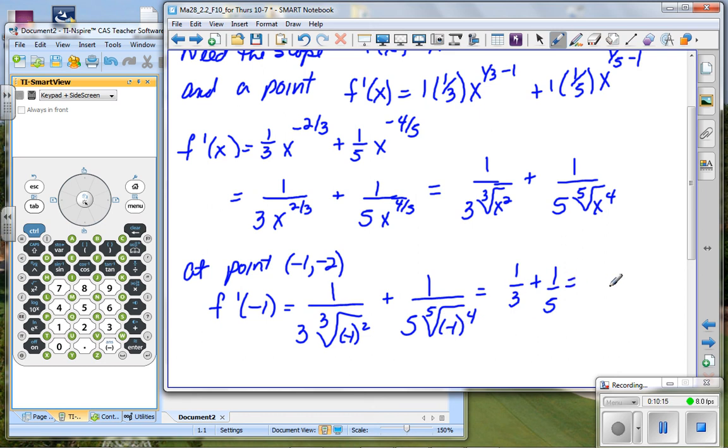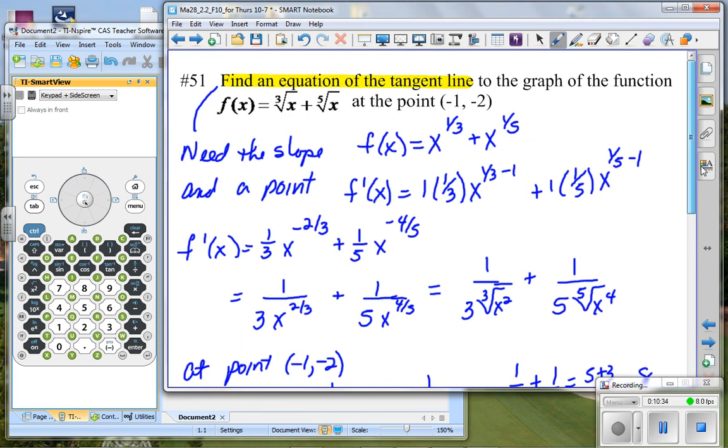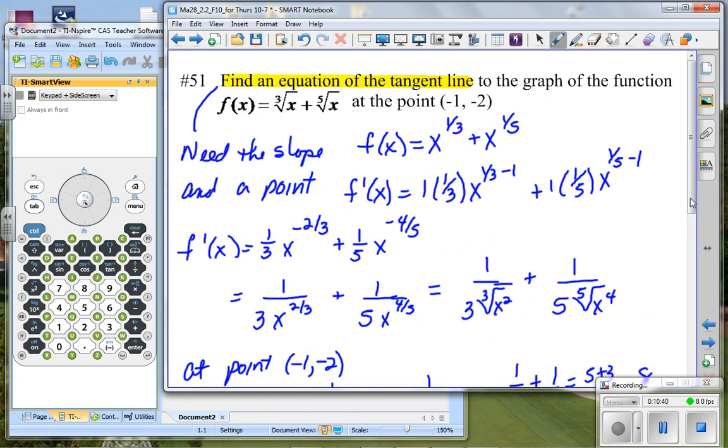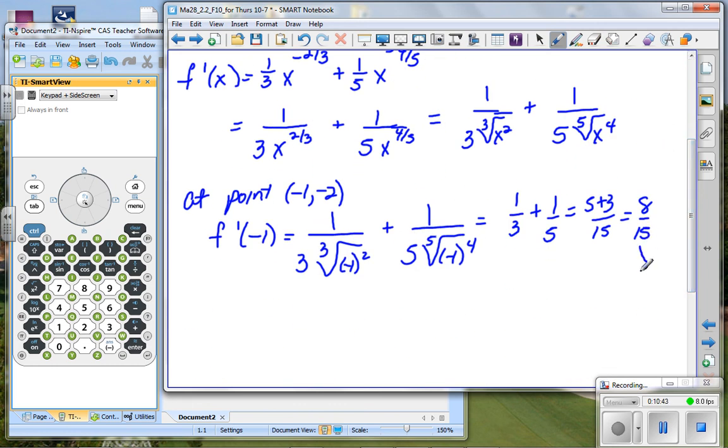And we can write this as a common fraction with 15, well, let's do it correctly though. This would be 5 plus 3 over 15, or 8/15. Now remember, we're trying to find the equation of a line. We need the slope and a point. We have the point right there. We now have the slope. This is the slope of our tangent.